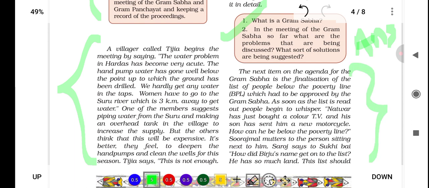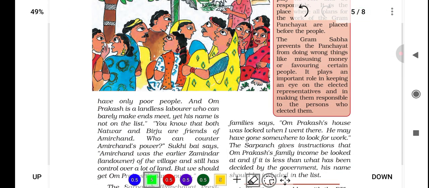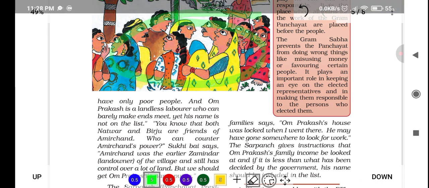The next item on the agenda for the Gram Sabha is the finalization of the list of people below the poverty line, that is BPL, which had to be approved by the Gram Sabha. As soon as the list is read out, people begin to whisper. Natwa has just bought a color TV and his son has sent him a new motorcycle. How can he be below the poverty line? Surajmal mutters to the person sitting next to him. Saroj says to Sukhi Bai, how did Birju's name get on the list? He has so much land. This list should have only poor people. These are the village people who are discussing the matters right here.